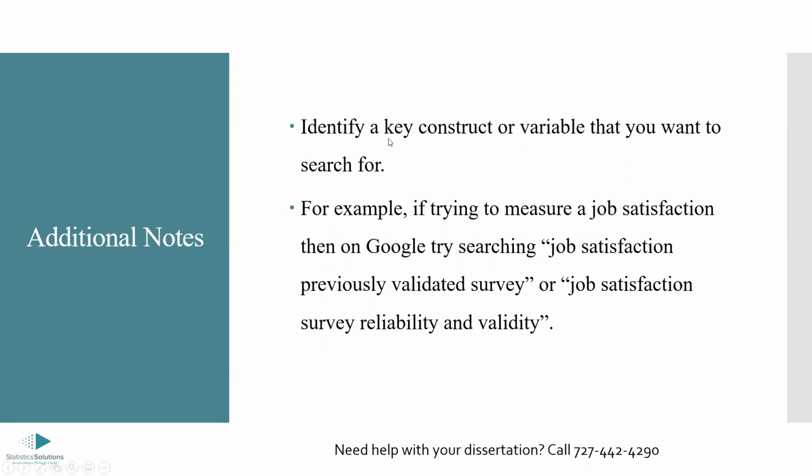When looking for an instrument, you want to identify the key construct or variable that you're searching for. This should probably be done during topic development. It shouldn't be done at the methodology phase. I would do it as early as possible. As soon as you've developed your topic, you decided you're going in the quantitative direction, start looking for the instruments right away. And you can do Google searches like job satisfaction previously validated survey or job satisfaction survey, reliability and validity. I will show you that in just a minute.